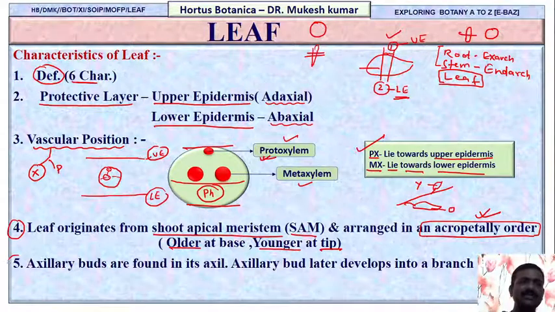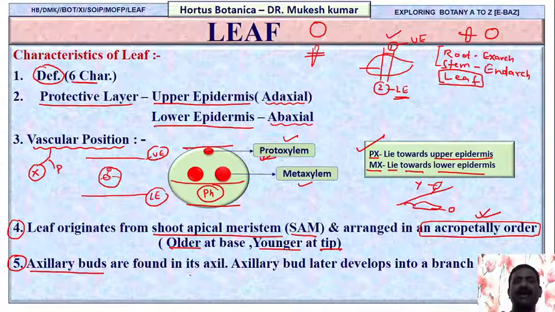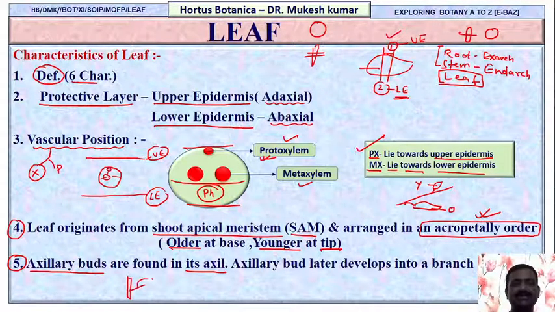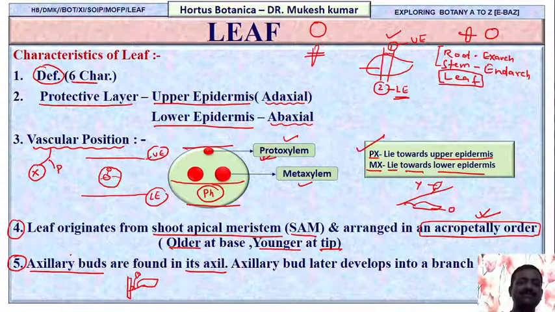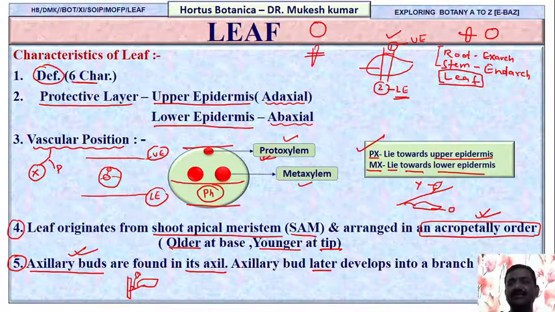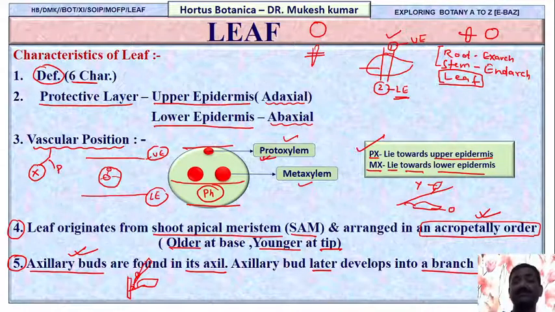Now let's see the fifth important point. What we find here is that the axillary buds are found in the axil. Yes, this is your stem. Remember, this is your stem. You find this is your leaf and this is the axil, and from this axil the bud will be there and this is called the axillary bud. This axillary bud later develops into a branch, meaning it may be possible this axillary bud will develop into a branch where leaves may also be present, isn't it? This is a very important line from your NCERT.